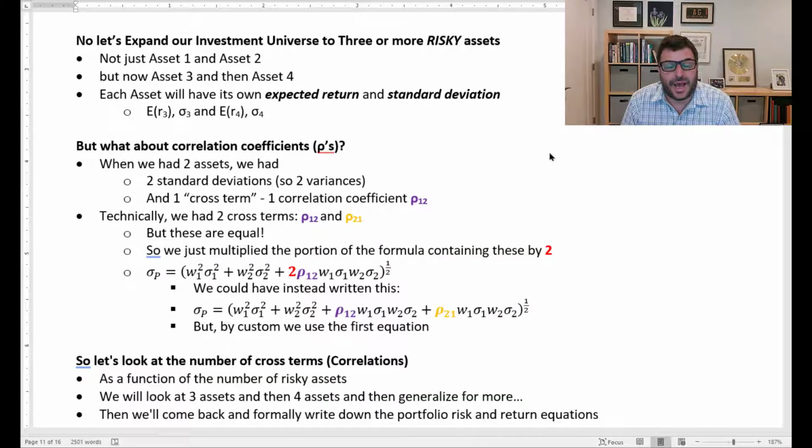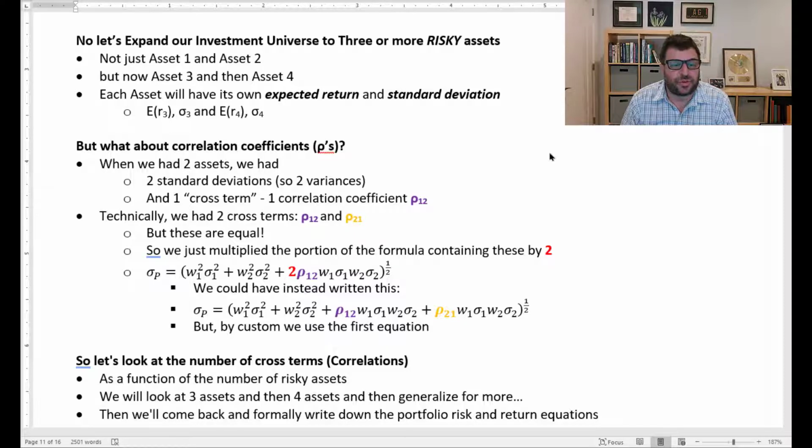We know how to allocate now into an investment universe that has two risky assets and a risk-free asset. Let's expand our investment universe, and we're going to do this by adding 3 and then 4 and then some large number of risky assets. So not just asset 1 and asset 2, but now asset 3 and then asset 4 and then more. Now, each asset is going to have its own expected return and standard deviation.